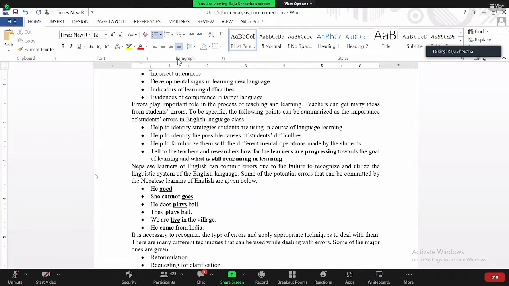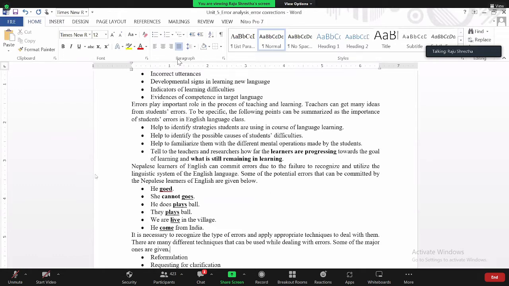Children who live in the village can produce this kind of expression: "he come from India." It should be "he came" or "he comes", right? "He comes" or "he came". So this kind of errors we can see. These errors are especially due to the failure to recognize and to utilize the exact linguistic system of the target language. The children simply did not know.